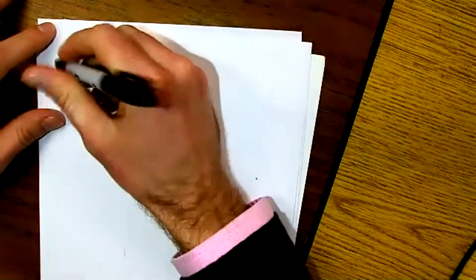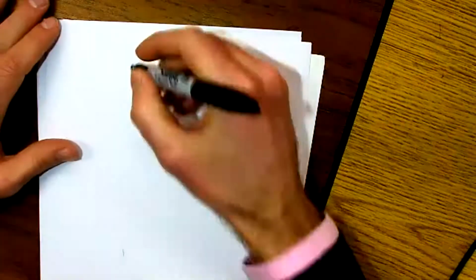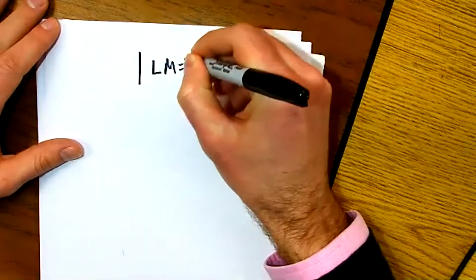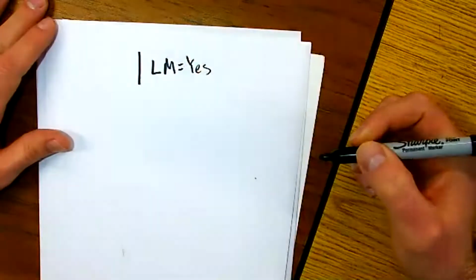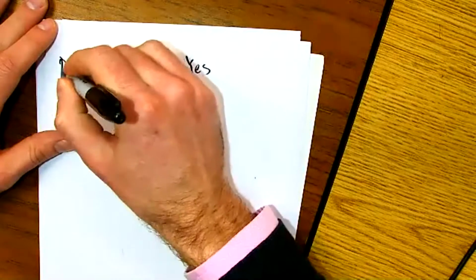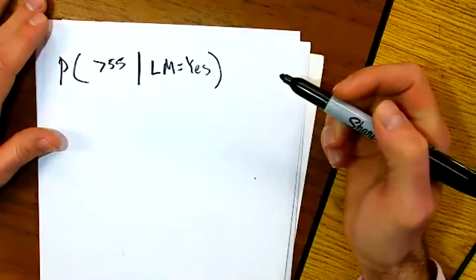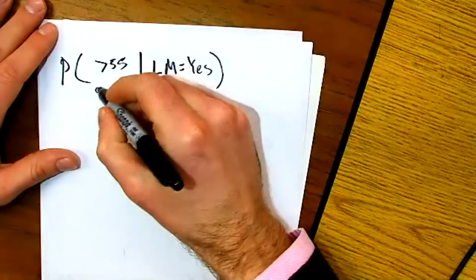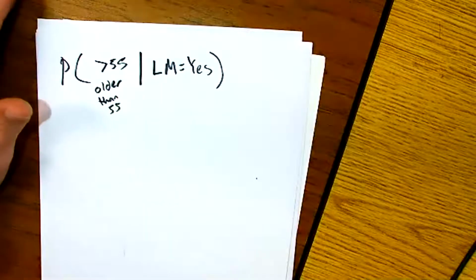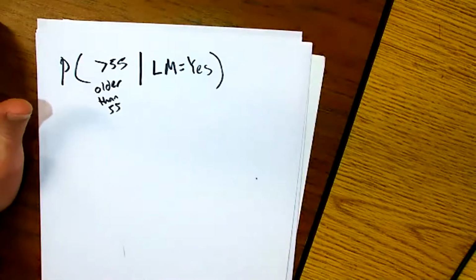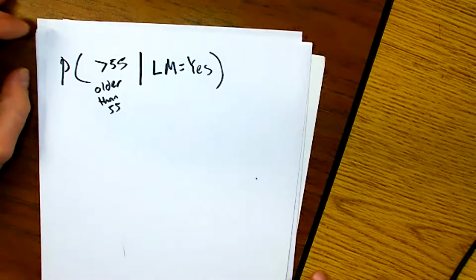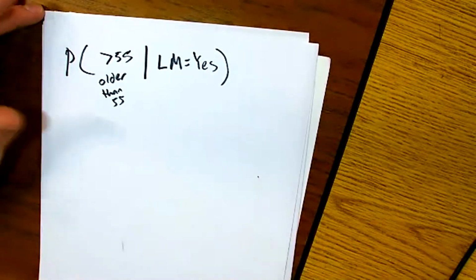So what we wanted was, and I already forgot, I think it was: given that someone wants marijuana legalized, what was the probability that they were greater than 55 years old? Or you could write it out as older than 55. That was our event. Okay? So here we're looking for a conditional probability. And I'll show you where we find this in the formula sheet after we switch back.